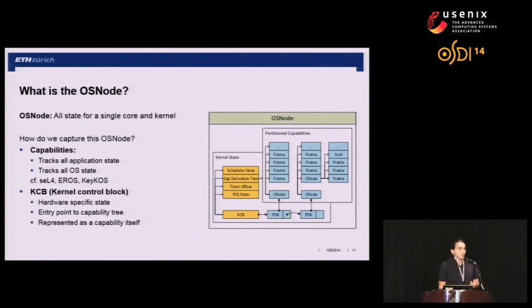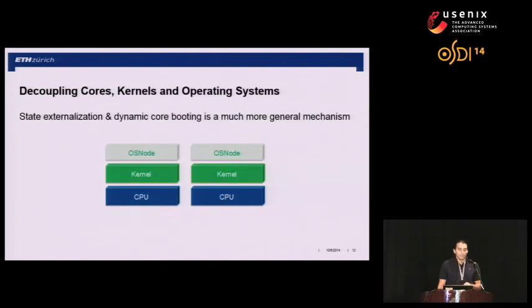We still need to be able to reach this structure and pass it around in our system. Therefore, we added a KCB, or kernel control block. Now, the KCB contains some state that currently does not fit in our capability system, which is mostly hardware-specific state, such as interrupt vectors. And it also has the entry points to access the capability tree. Now, the KCB is a capability itself, meaning we now have a representable handle in our system to move entire per-core state around. So, this method of state externalization and dynamic core booting is a much more general mechanism because we are now able to move per-core state around arbitrarily in our system, and we can also replace kernels dynamically underneath OS nodes.